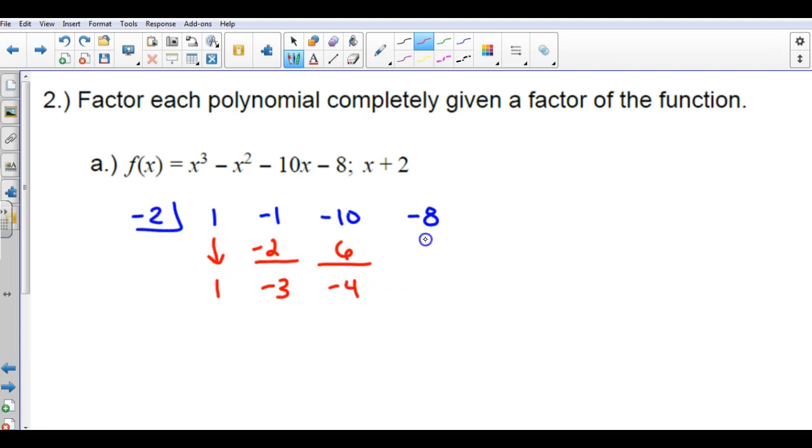Alright, negative 10 plus 6 is negative 4. Negative 2 times negative 4 is positive 8. Like I said, when you add these straight down, bam, you have a 0. That implies that the x plus 2 is a beautiful factor of this polynomial right here.